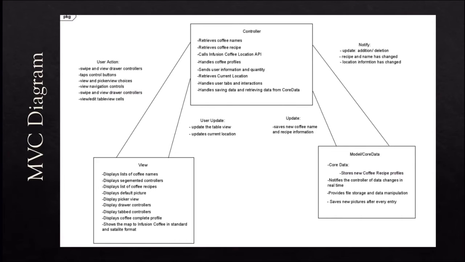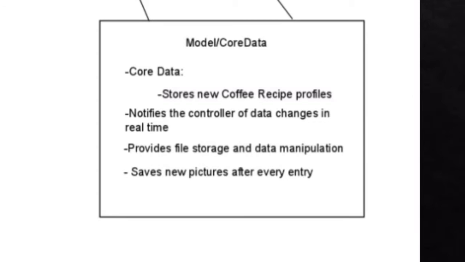Then, lastly, on the bottom right, we have model/core data. So it contains core data, which stores the new coffee recipe profiles. It notifies the controller of data changes in real time, and it provides file storage and data manipulation, and it saves new pictures and words after every entry.